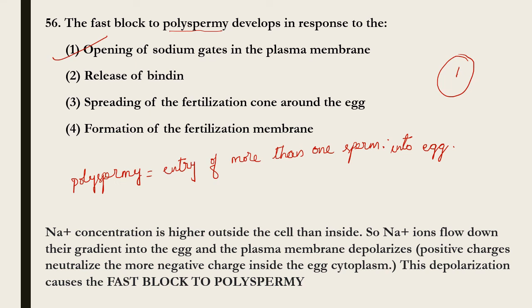Sodium ion concentration is higher outside the cell than inside. So sodium ions flow down their gradient into the egg and the plasma membrane is depolarized. This depolarization causes the first block to polyspermy.